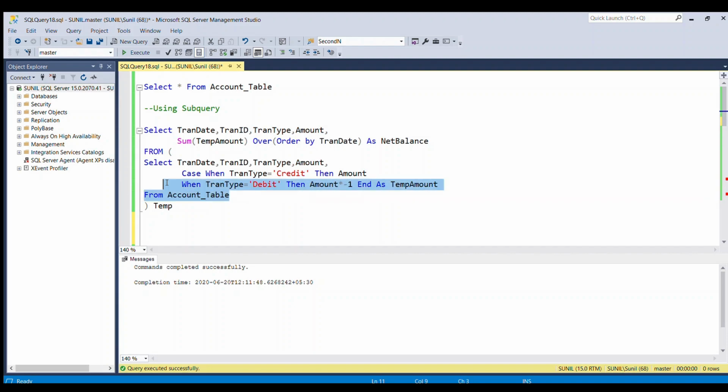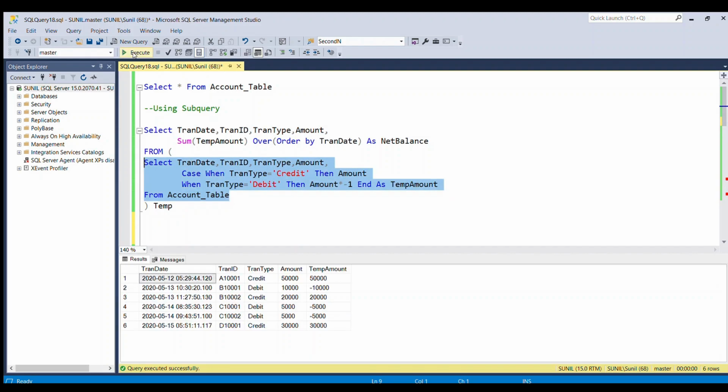So if I run this subquery part, you can see wherever the transaction type is equal to debit, I'm able to convert the amount to minus. Wherever there is a debit, you can see it has been converted into a negative amount. Now we are able to achieve our first step. Now in the second step, we have to calculate the running total. So how can we calculate the running total? We can calculate the running total by using the sum over function.